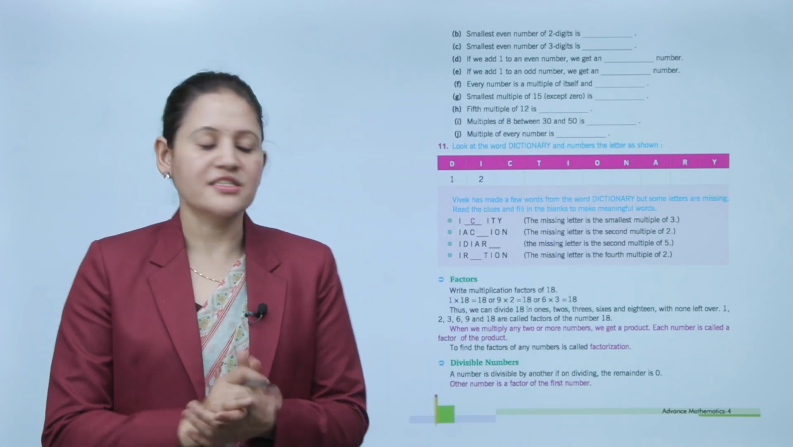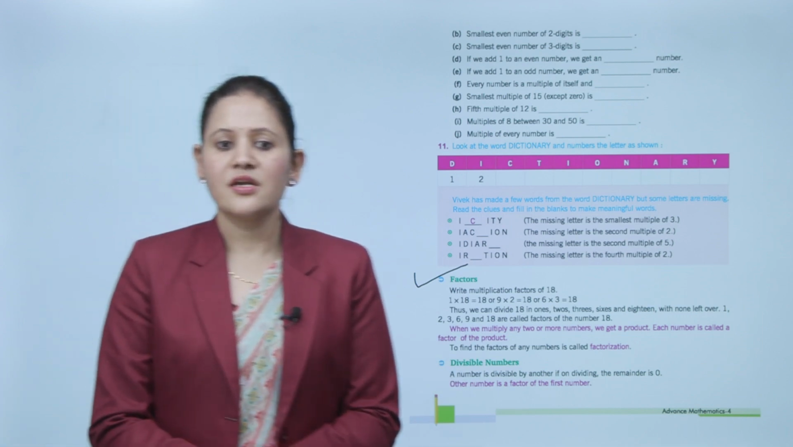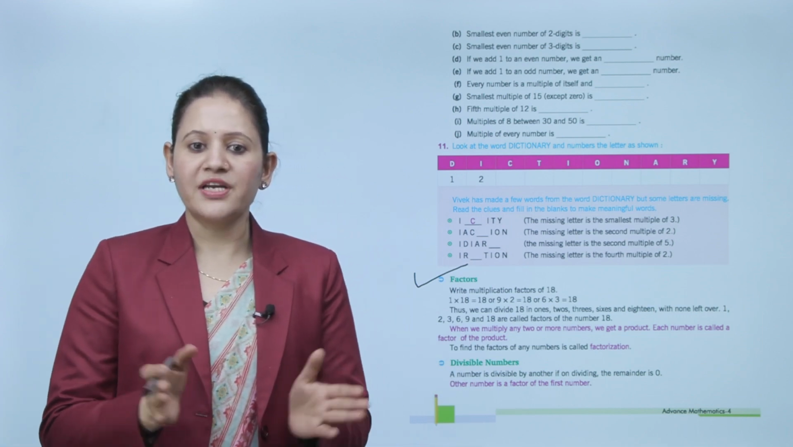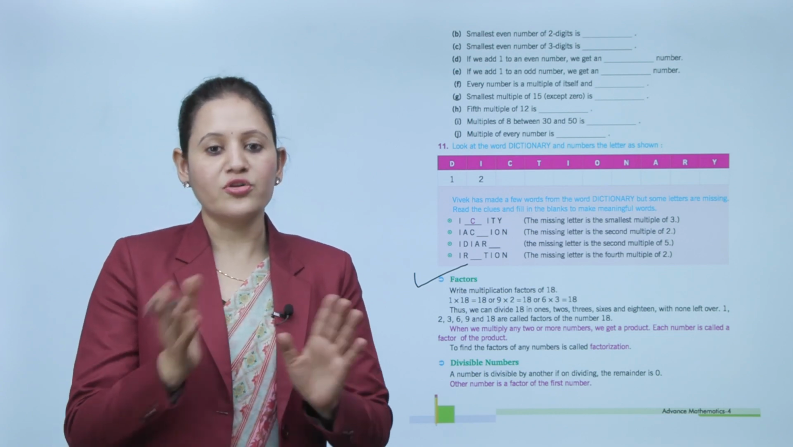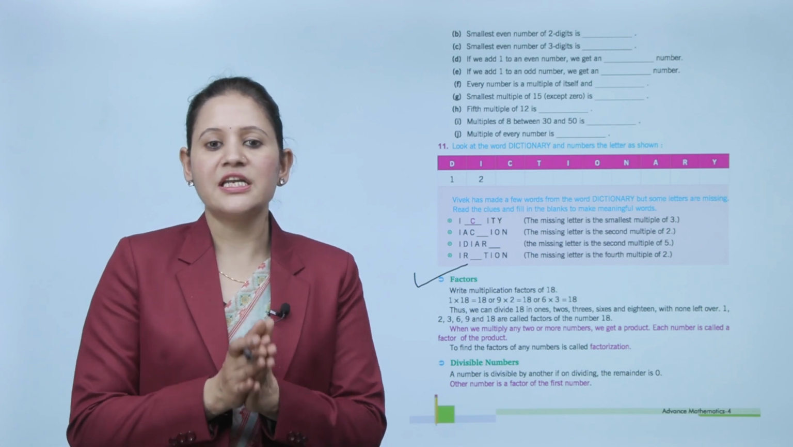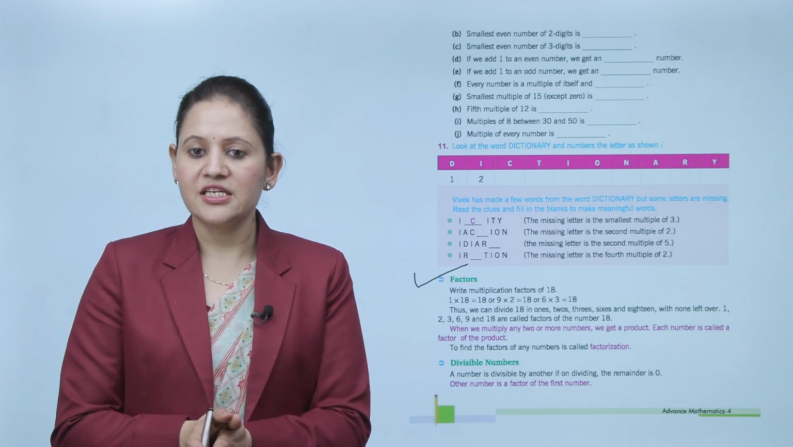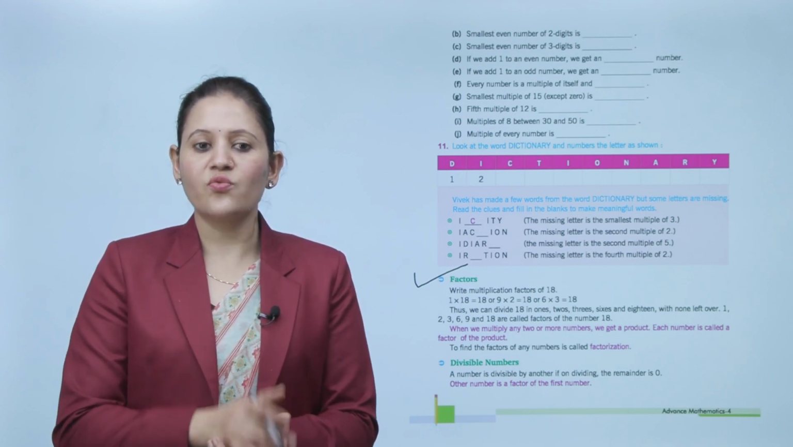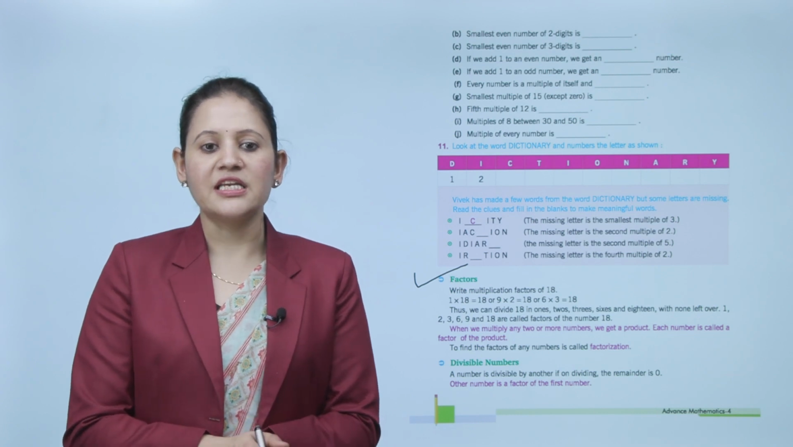Next is factors. Write multiplication facts of 18. 1 into 18, that's 18. 9 into 2, also 18. 6 into 3, that is 18. Thus we can divide 18 into 1s, 2s, 3s, 6s and 18s with none left over. So 1, 2, 3, 6, 9 and 18 are called the factors of number 18.